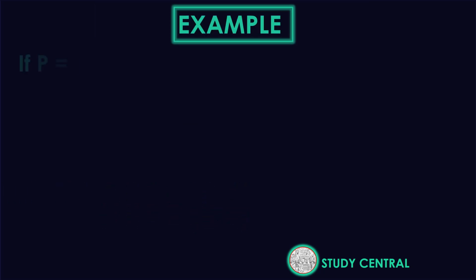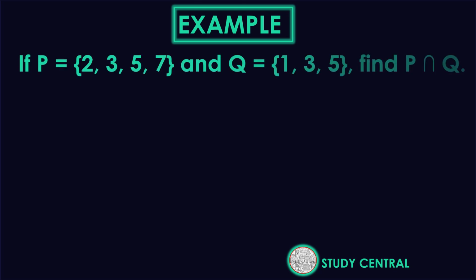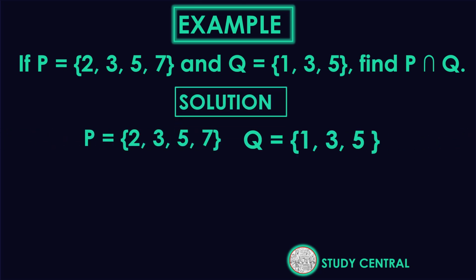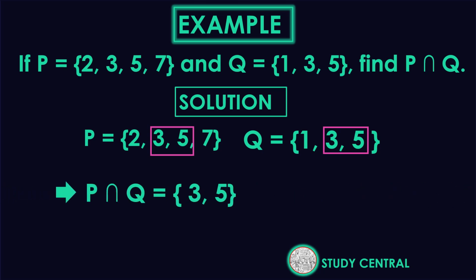Here is another example. If P contains 2, 3, 5, and 7, and Q contains 1, 3, and 5, find P intersection Q. P intersection Q should contain only those elements that are present in set P and set Q. 3 and 5 are the only elements that are present in set P and also in set Q. So the elements of P intersection Q are 3 and 5.